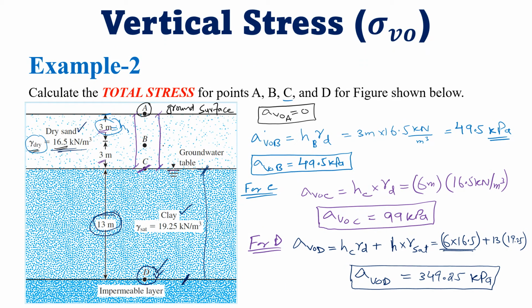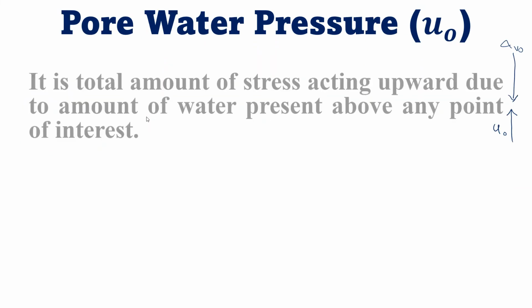There will be zero pore water pressure for point C because there is no water above C. There will be zero pore water pressure for B because there is no water above B, and there is no pore water pressure for A because there is no water above A. For pore water pressure to be considered, the water must be present above the point, but not below the point. We will consider only the water present above the point for pore water pressure calculations.